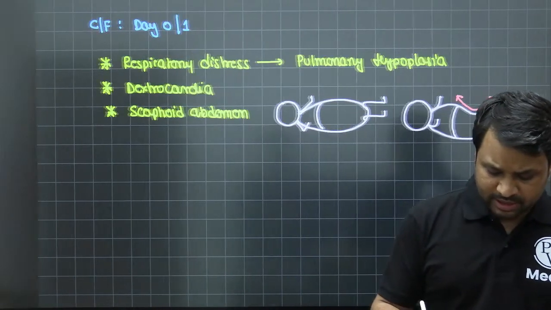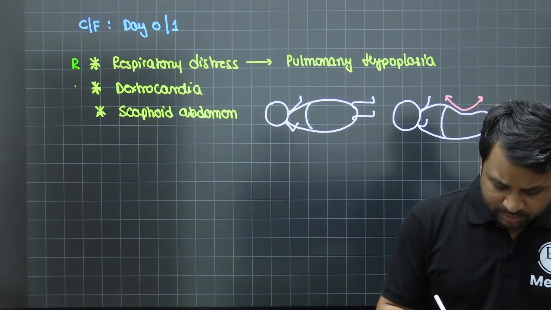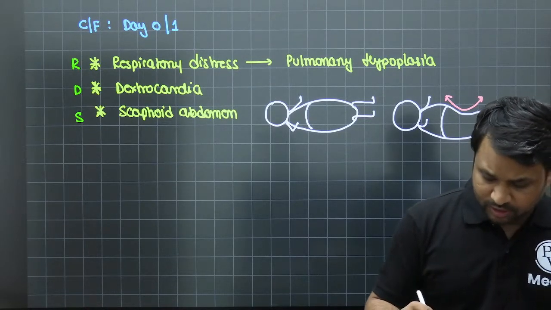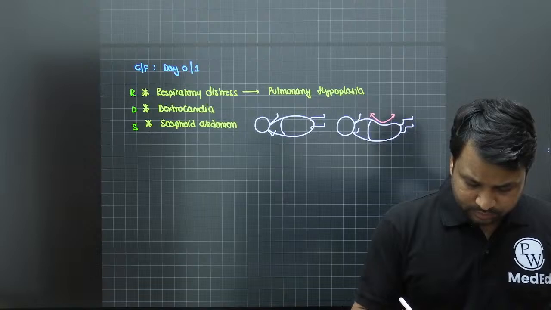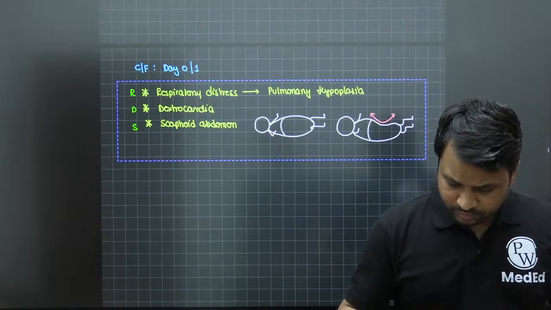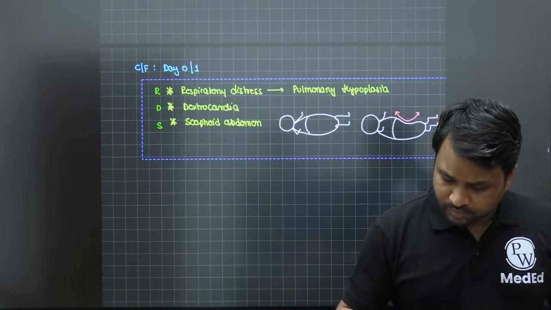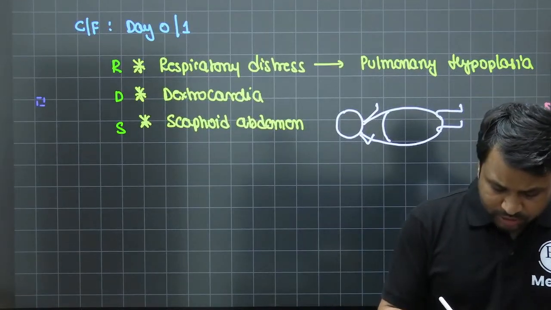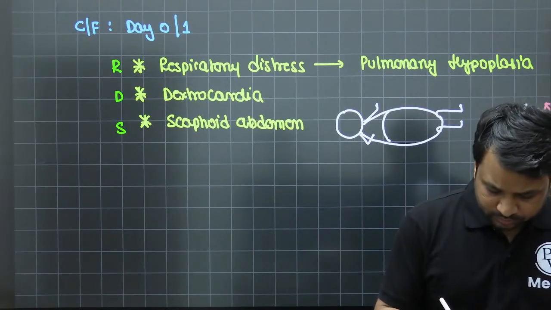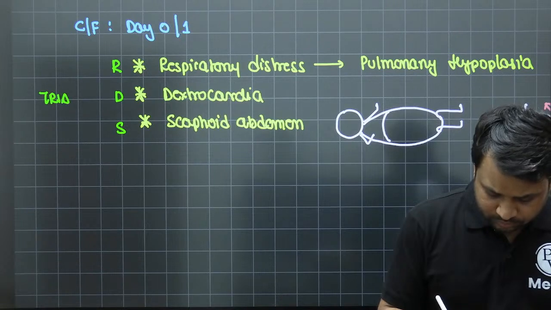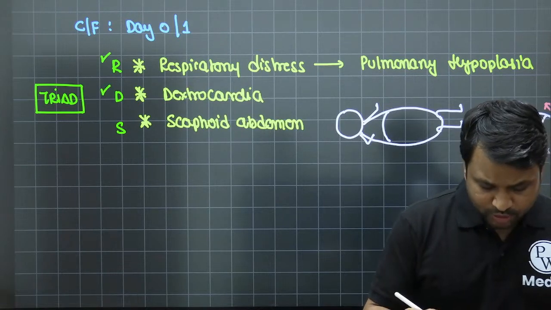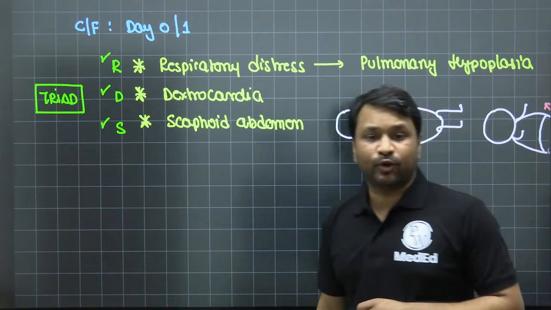This is what we call the classical triad, which can be remembered as RDS of Bochdalek hernia. When you look at the triad of the Bochdalek hernia, it is respiratory distress, dextrocardia, as well as scaphoid abdomen.